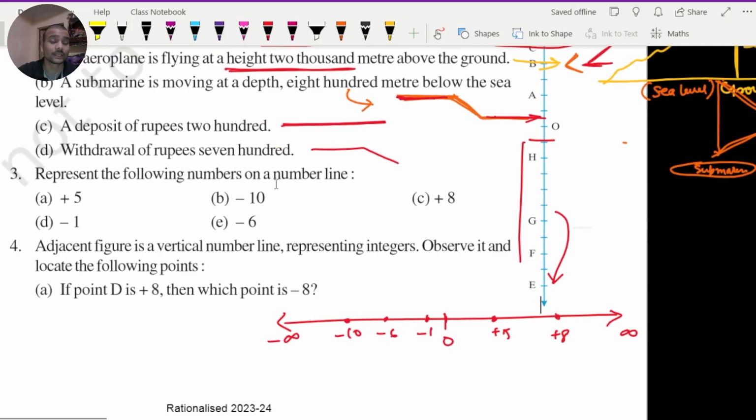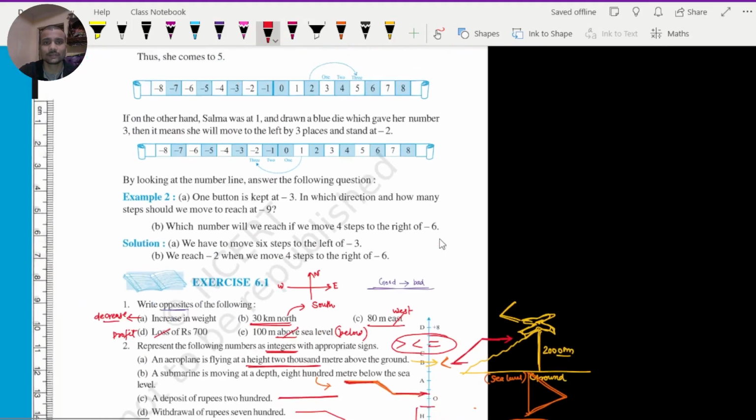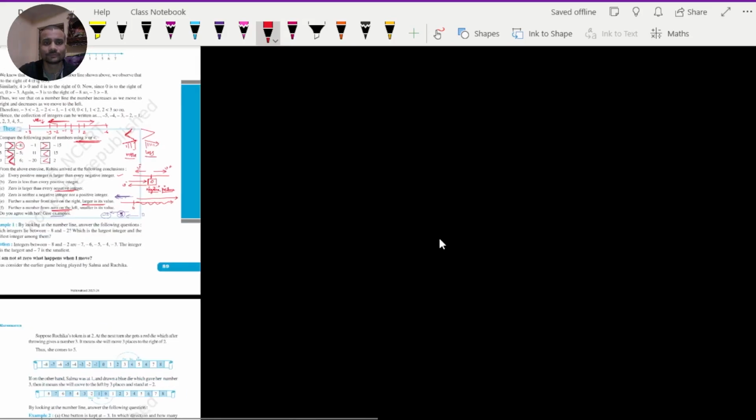What has been said here in 4 number? 4 number says adjacent figure is a vertical number line. I would be solving this on a next lecture. Hope these all points what I made you understand would be very clear for you.